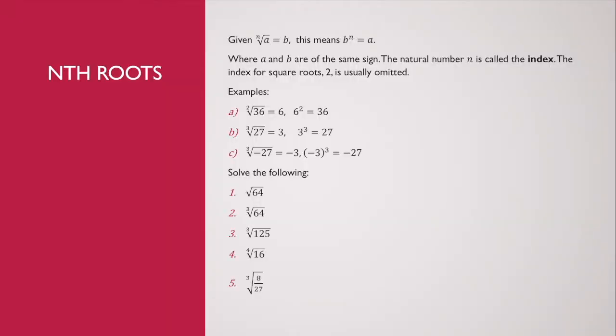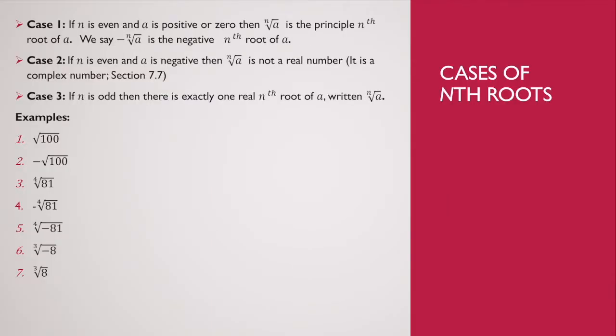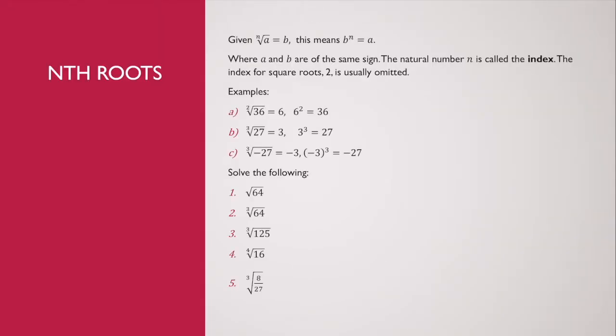So given the nth root of a is b, that means that b to the nth power is a, where a and b are of the same sign. This natural number, n, is called our index, the index of our root. The index for square roots is 2, and it's usually omitted. Just like we don't write leading exponents of 1, we just know that if I write this radical symbol, that radical symbol is the square root of index 2. But you don't have to write the index.